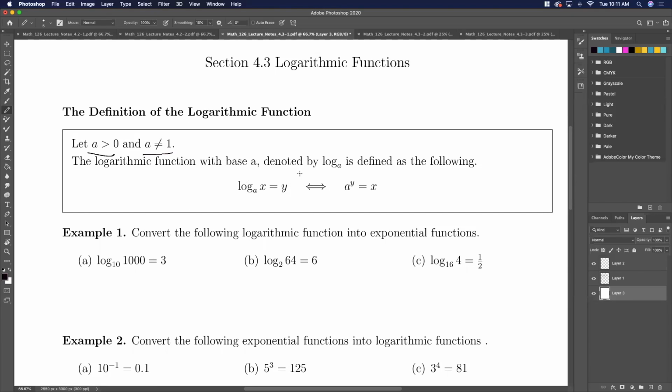A logarithmic function base a is denoted as log base a. So log base a of x equals y is the same thing as saying a to the y equals x, right? And remember what an inverse function does. If I have f of x is y, then f inverse of y will give me back x, right?